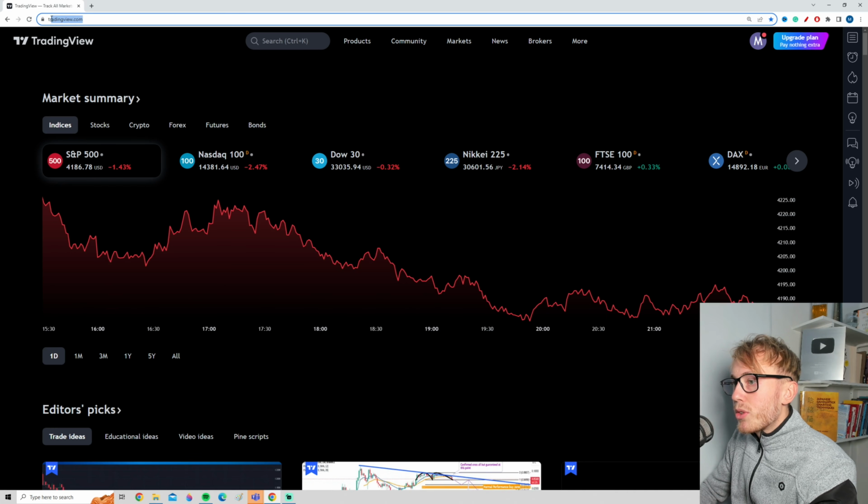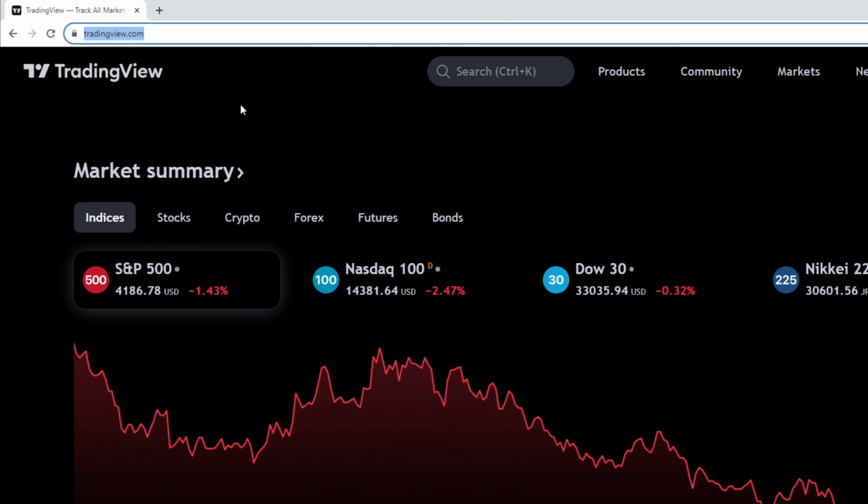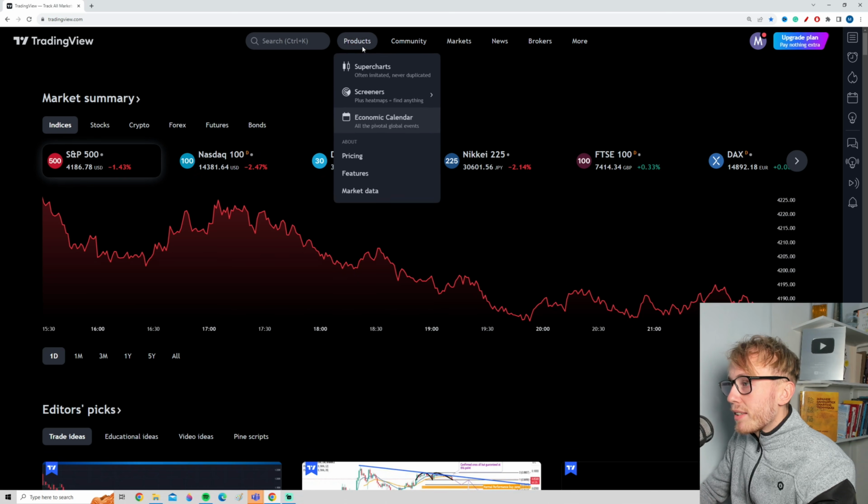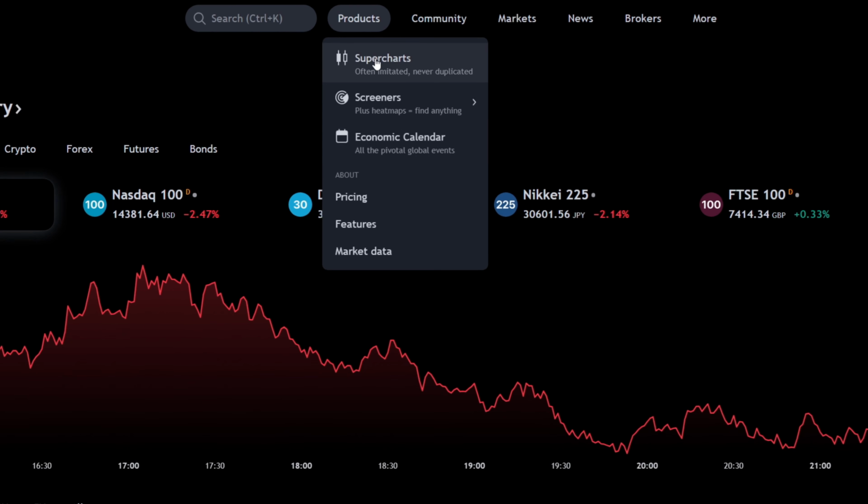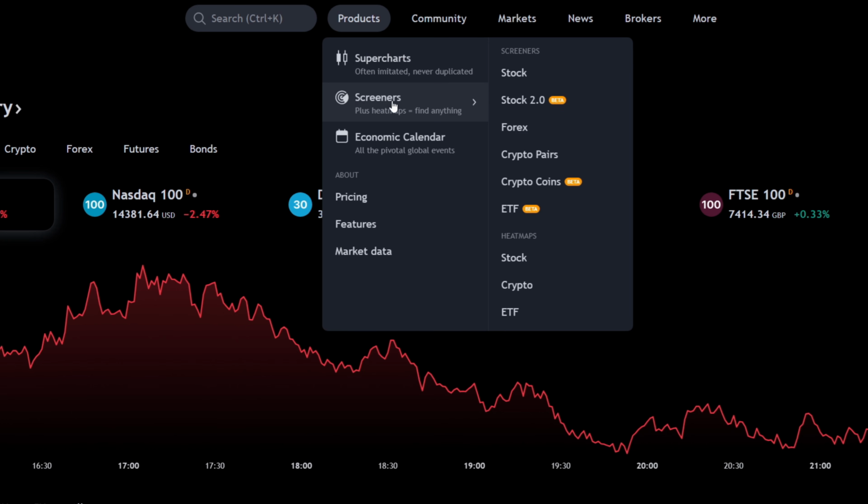Alright, so the first thing you want to do is head over to TradingView.com. And then you want to navigate up here to the products tab. You want to go down here where it says screeners. And then you want to head over here to where it says stock 2.0. And as you can see, this tool is currently in beta, so it will probably get even better here over time.